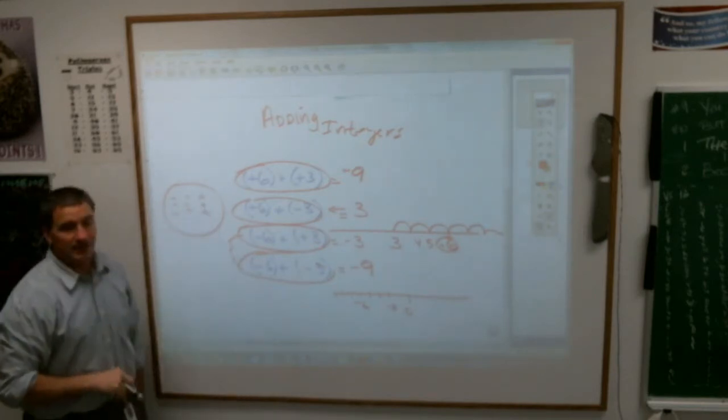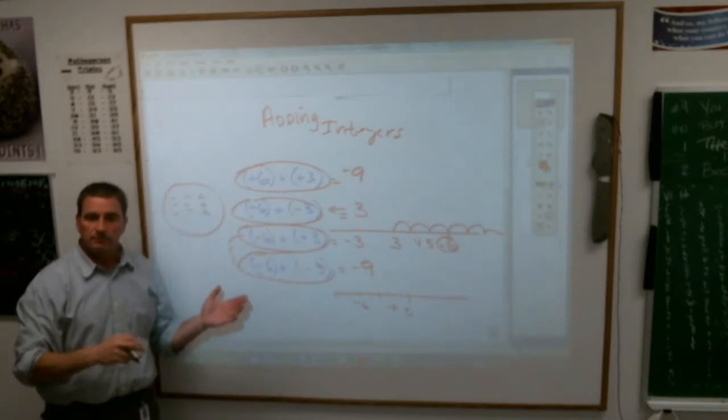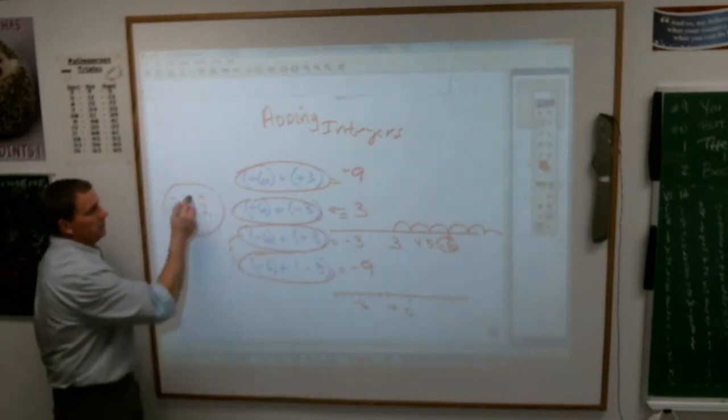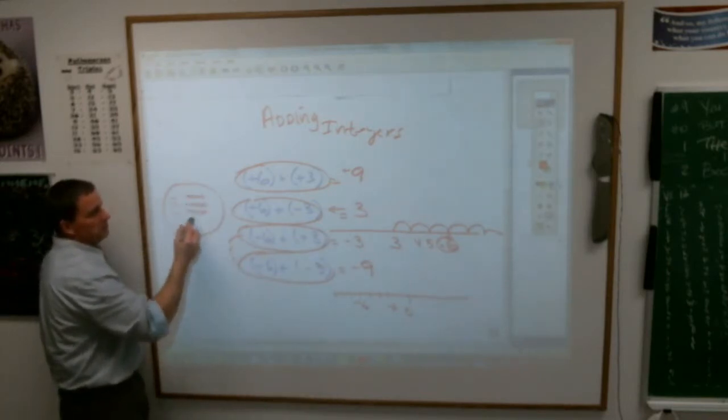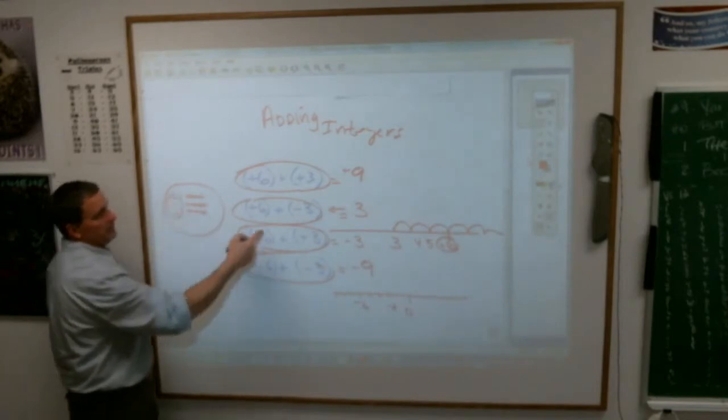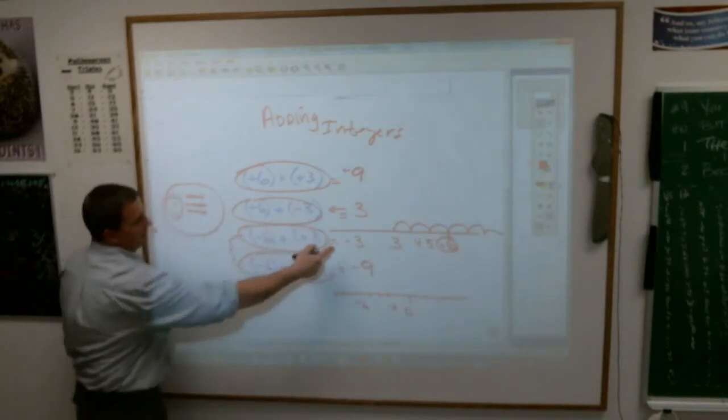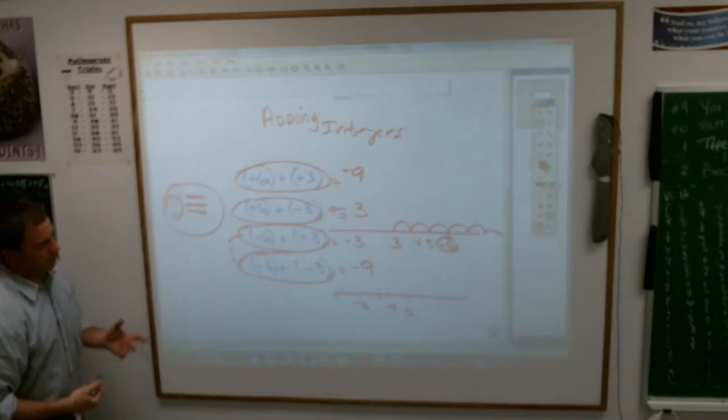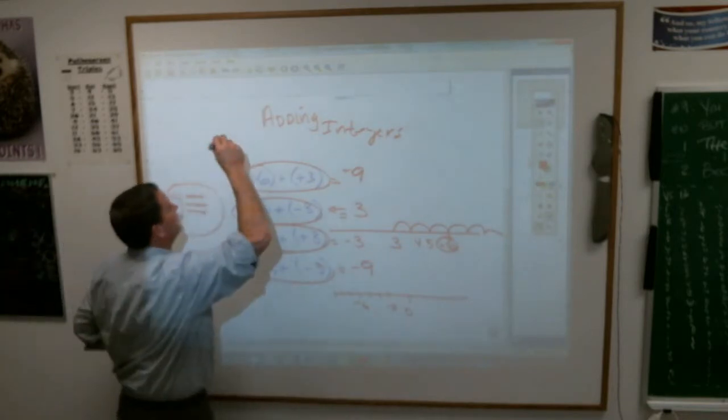Well, you've learned in science that a positive and a negative cancel each other out. So these cancel each other out, those cancel each other, those cancel each other out. What are you left with? 3 negatives. So let's do a couple more here.